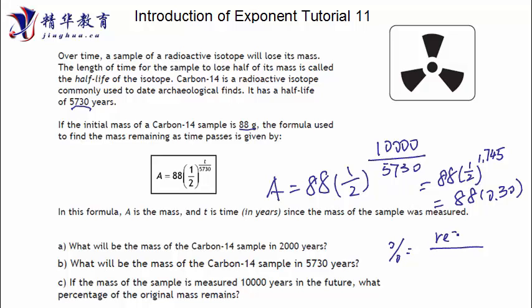remaining divided by original. Remaining is how much? 88 times 0.30, right? And original is how much? It's 88. So we cancel out. It's 0.3, which is 30% remaining of the original. That's it. That's all we want. Okay, if you like, you can multiply 88 by 0.3 and then divide by 88 again. You get exactly the same answer. That is the percentage. Okay, good.